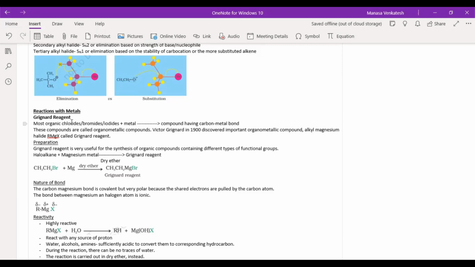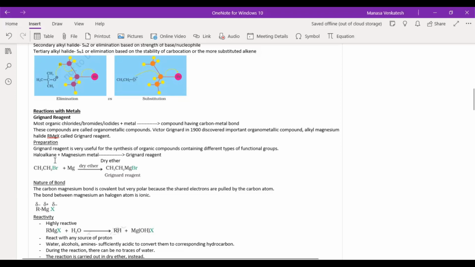Organic chlorides, bromides, and iodides generally react with a metal. This leads to the formation of a bond between a carbon atom and a metal. Compounds where there is a C-metal bond are called organometallic compounds. The Grignard reagent is one of the most commonly known. So RMgX is the Grignard reagent.